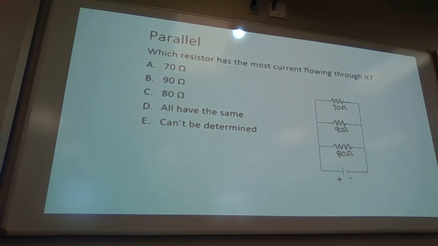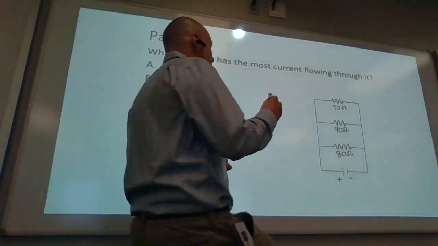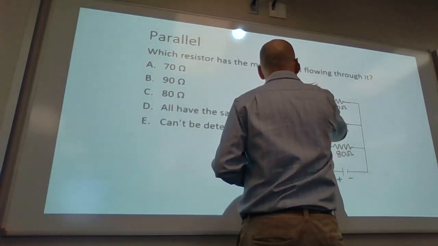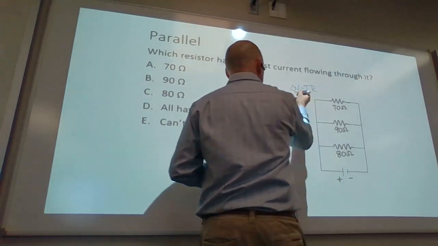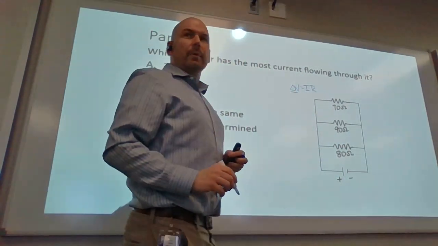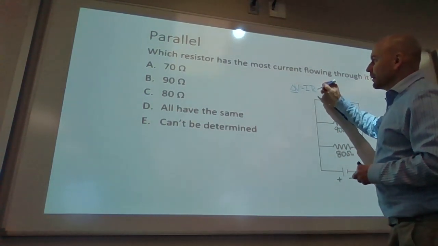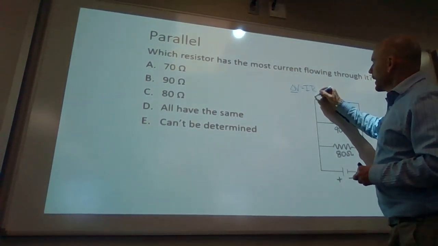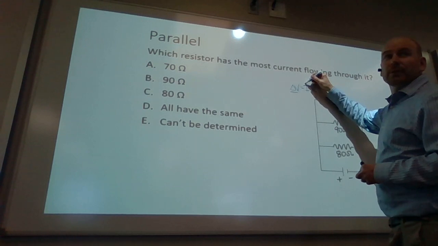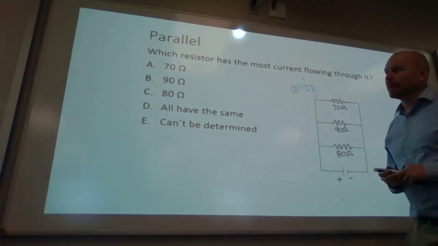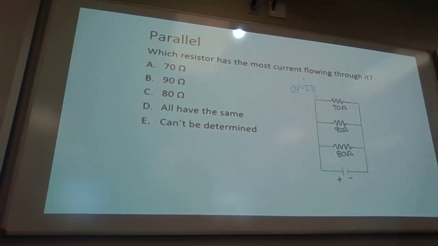Correct answer is? Got some A's? A is correct. So the voltage is the same, and as the resistance goes down, the current goes up. Okay, good with that?